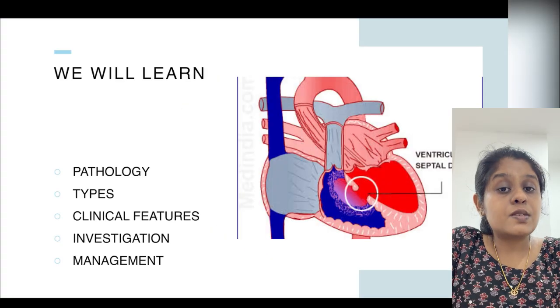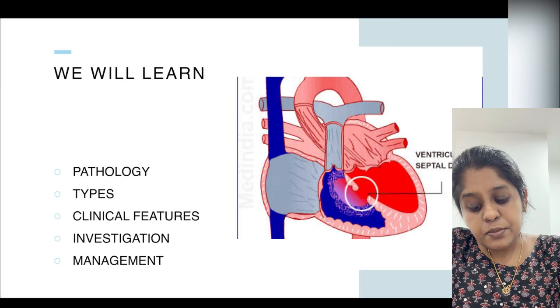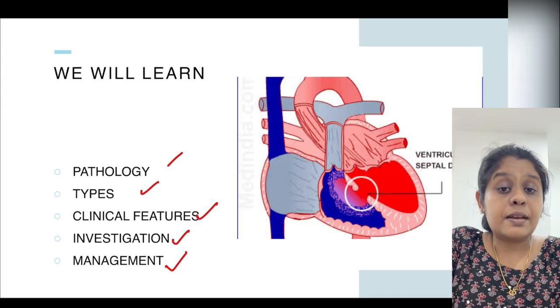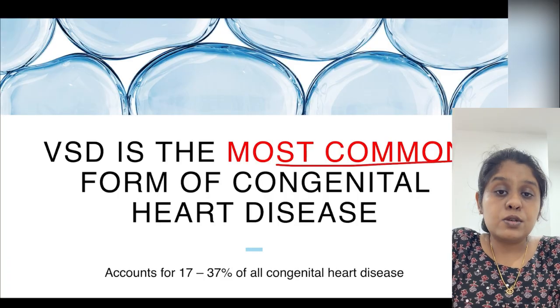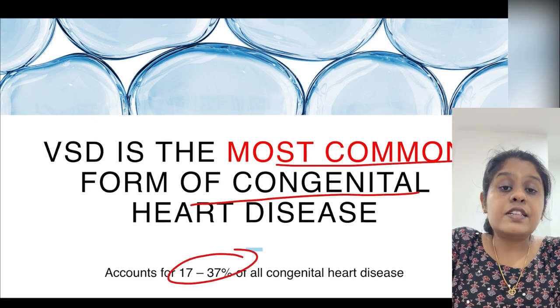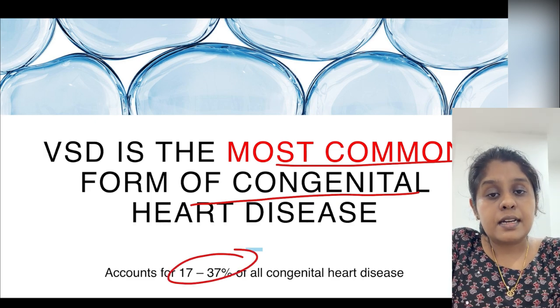The content in this video is taken from Park's textbook of cardiology. So we'll learn about the pathology, the types, clinical features, investigation and management of VSD. So VSD, as I said, is the most common form of congenital heart disease, which accounts for 17 to 37% of all the congenital heart diseases.